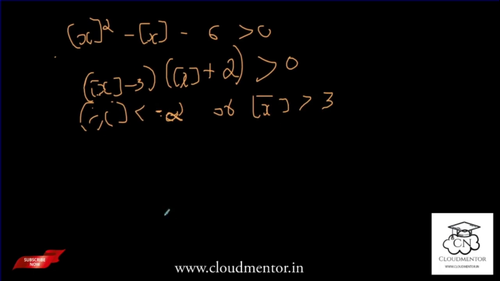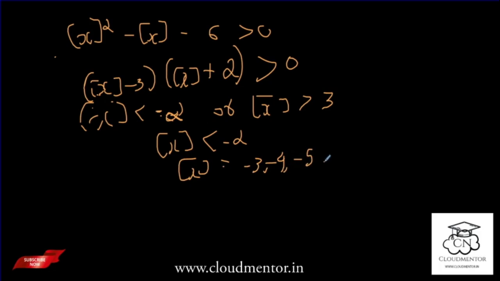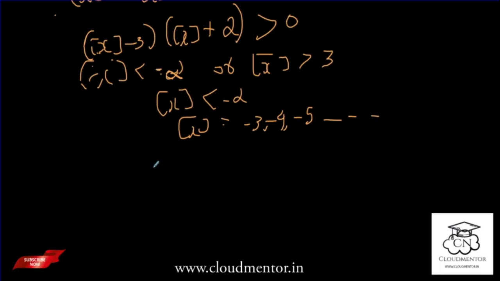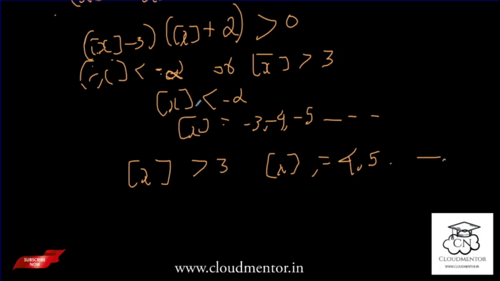From the first statement, x less than minus 2, it can have negative values, right? Like x equal to minus 3, minus 4, minus 5, and so on up to infinity. And x greater than 3 means x can have the values 4, 5, 6, so many values. So it implies that for the domain of f, x is greater than or equal to 4.